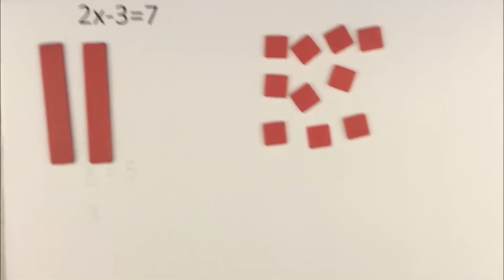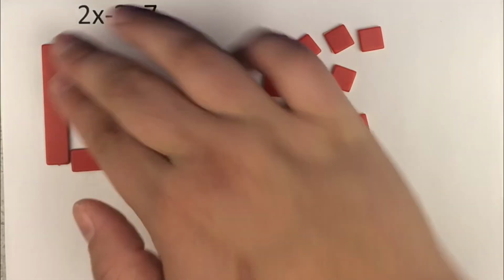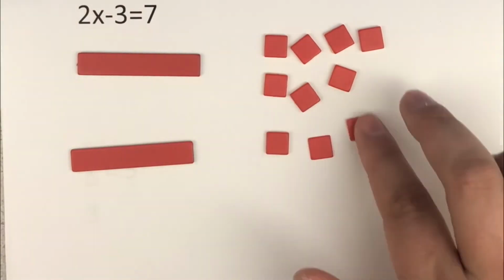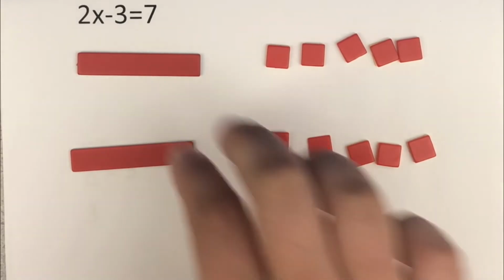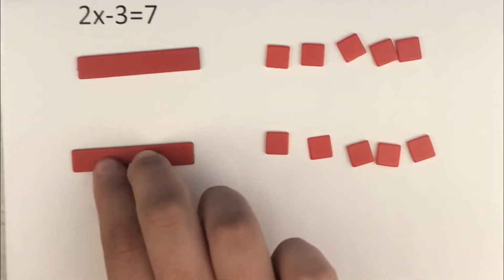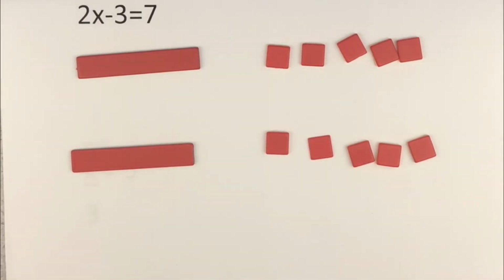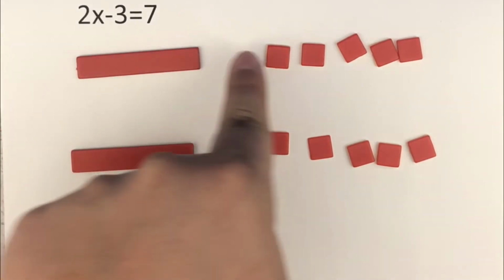So if I rearrange this equation, I can rearrange it. This lines up with this, and this lines up with this. This is equal, this is equal, this is equal, and this is equal. So what do we have left with? 1x equals 5.